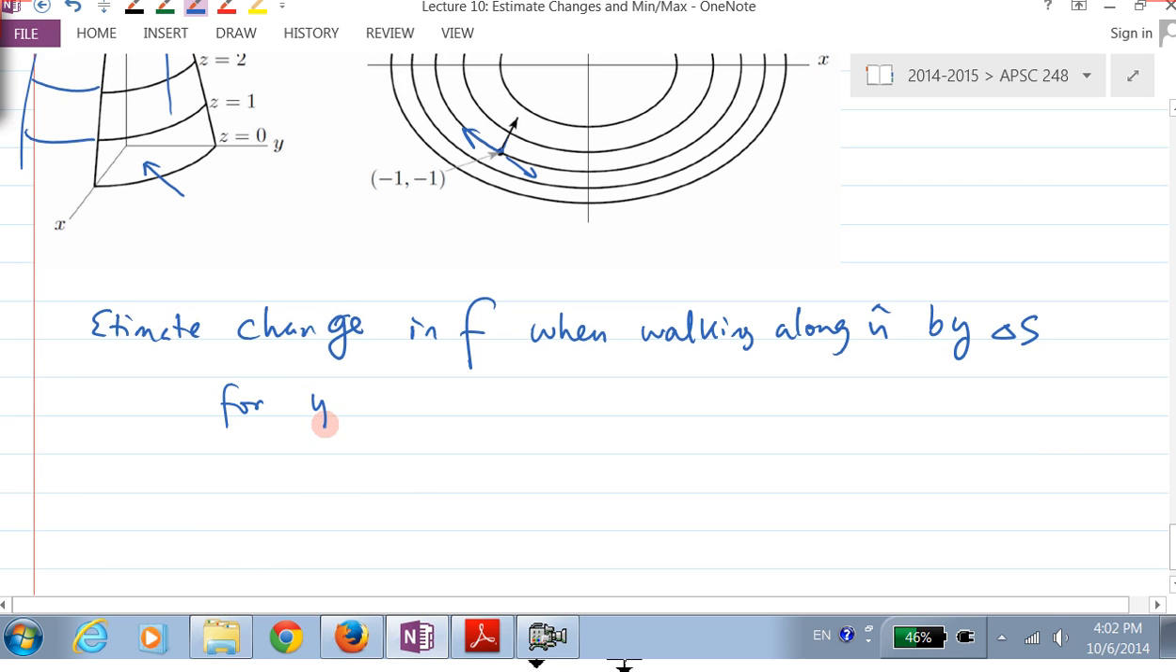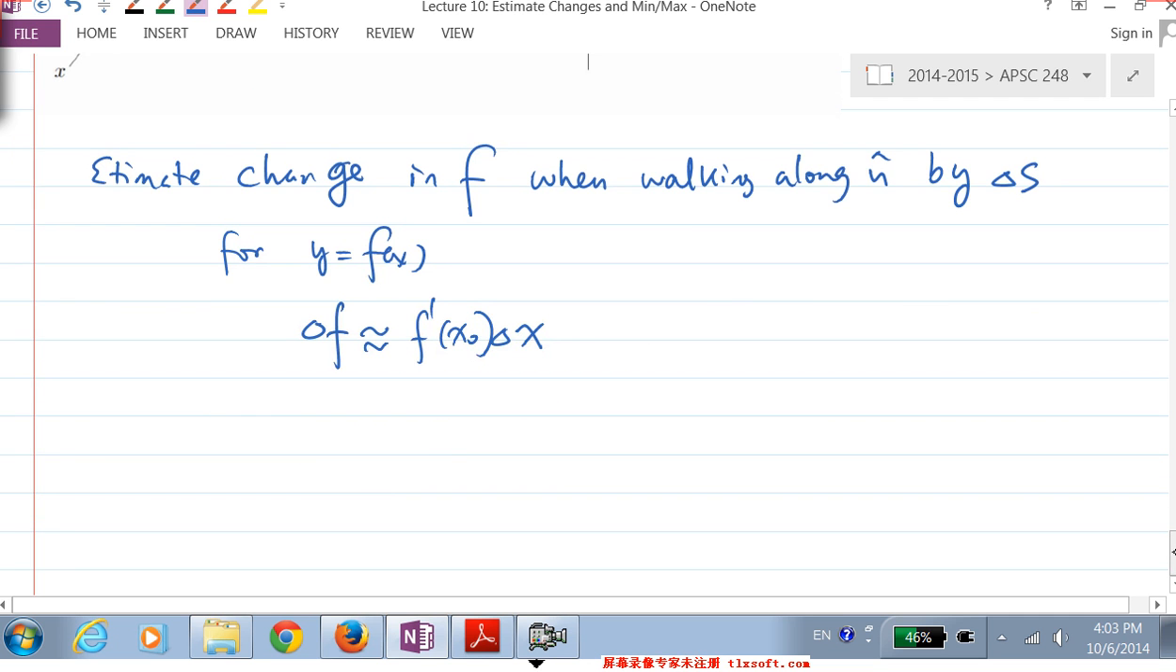For a scalar function y equal to f of x, often what we're interested in is how much of a change in function f there is as you have a positive change delta x in the x direction. So the formula, as you remember, is delta f approximately equal to the derivative of f at a certain location times delta x. That's how you approximate the change for a function of a scalar value.